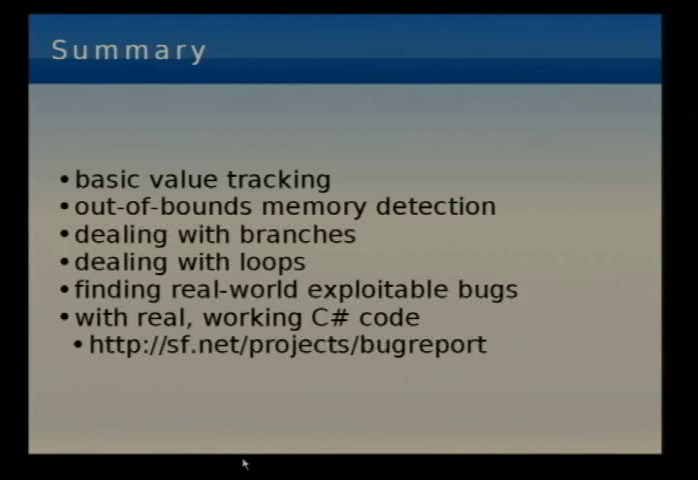So this is what we talked about: basic value tracking and out of bounds memory detection. In this case, we've chosen a very narrow kind of thing. We dealt with branches. We dealt with loops. We're finding real world exploitable bugs and how that would work with real working C# code, and that is at that URL there.